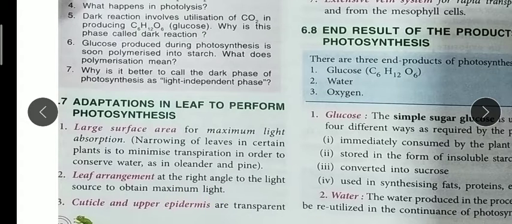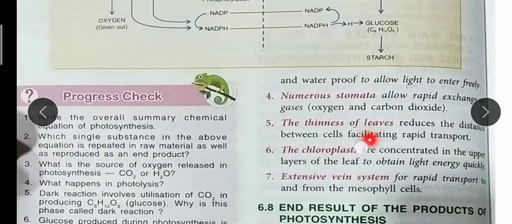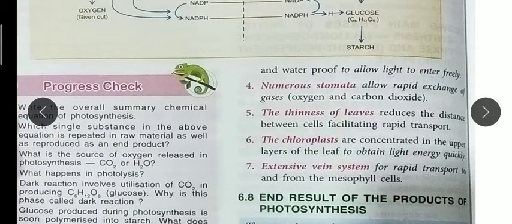Okay, next is cuticle and upper epidermis. This cuticle is a waxy layer present on the upper epidermis. These waxy layers are transparent and waterproof, so they allow light to enter from the smooth surface. Light can enter.